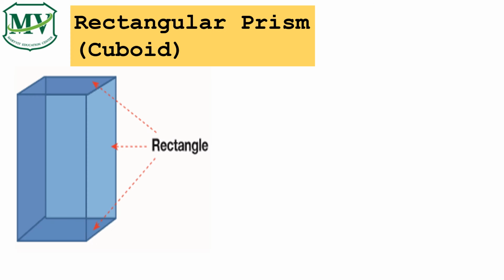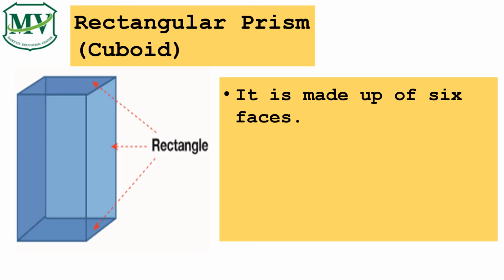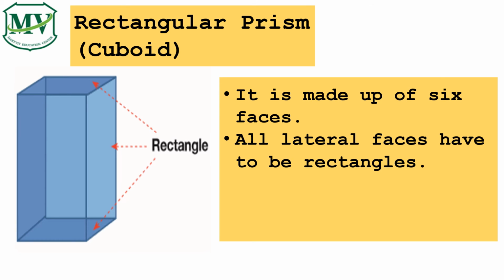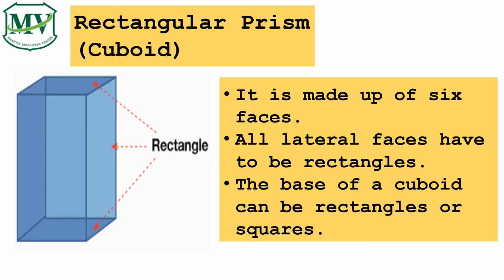Next is rectangular prism or cuboid. It is made up of 6 faces. All lateral faces have to be rectangles. The base of a cuboid can be rectangles or squares.